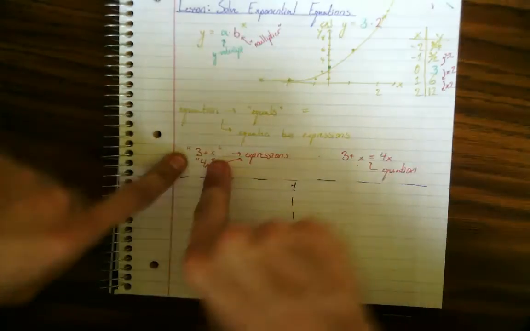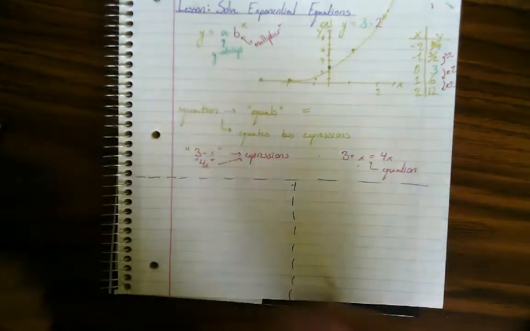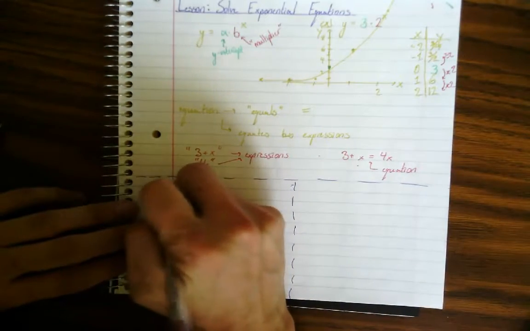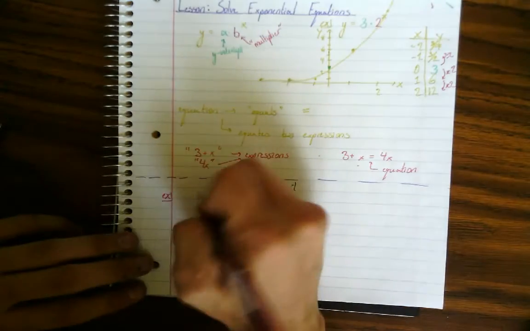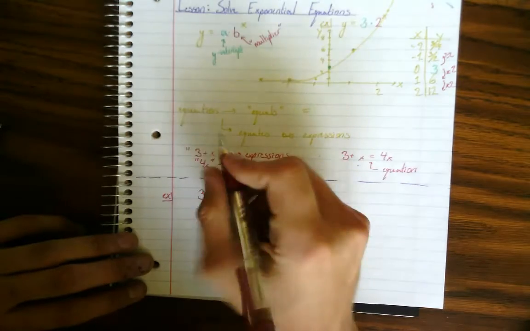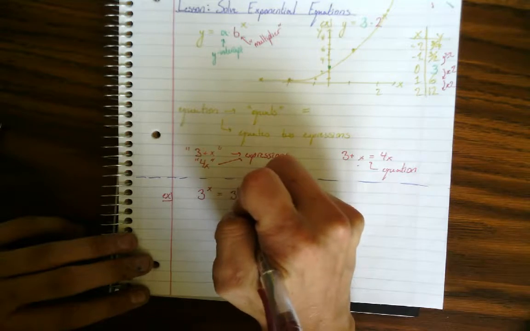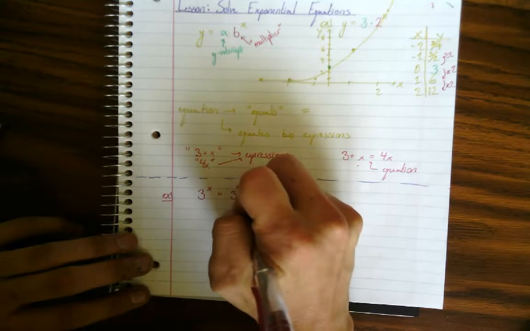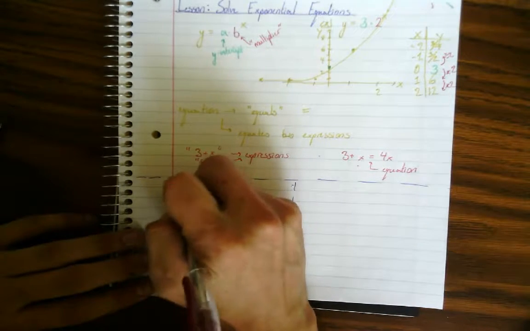So usually this is more of a simplify case. This one is a solve for x case. So let's do a simple example of solving an exponential equation. We could have 3 raised to the power of x equals 3 to the power of 4, okay? So in this case, we'd say solve for x. What is x?